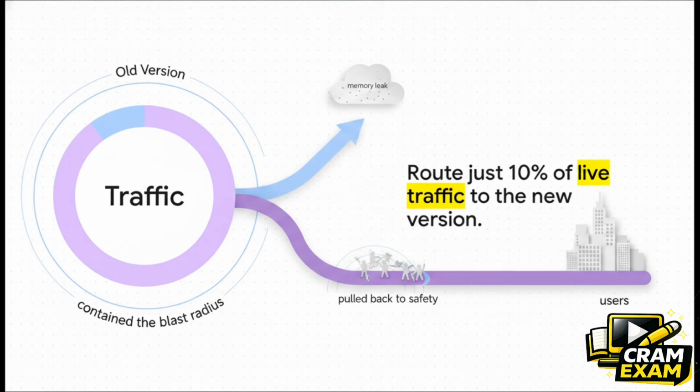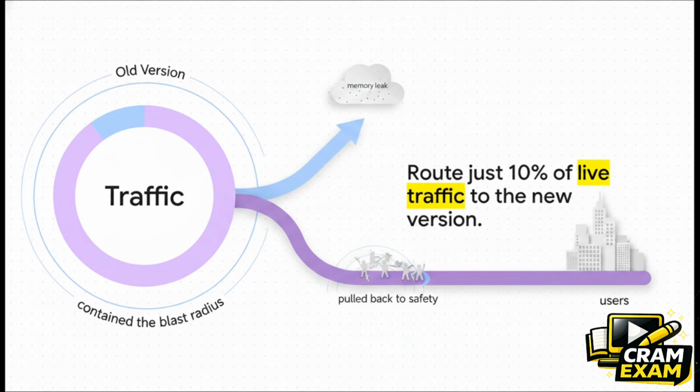Now, you might be wondering, what if you don't want to double your compute costs by running 2 massive, identical environments at the same time? Or what if you actually want to test the new code on your real users, but you want to do it very, very safely? Well, instead of a massive switch, you use traffic shifting. You might route just 10% of your live traffic over to the new version, while keeping 90% of your users safely on the old version.